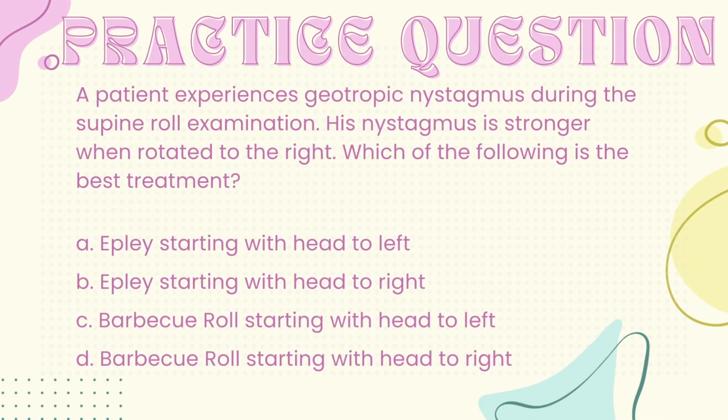Next practice question: a patient experiences geotropic nystagmus during the supine roll examination. His nystagmus is stronger when rotated to the right. Which of the following is the best treatment? A, Epley starting with head to left. B, Epley starting with head to right. C, barbecue roll starting with head to left. D, barbecue roll starting with head to right. I'll give you a minute to answer.